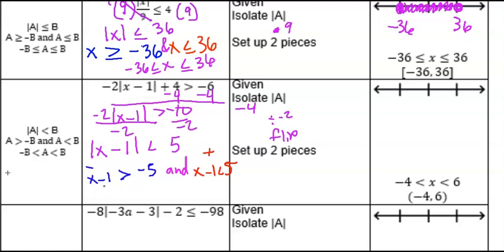We'll solve for each piece, add 1. X is greater than -4, and add 1. X is less than 6. So we have x is greater than -4 and x is less than 6. We can rewrite it like this. And then we'll go ahead and graph it on the number line. Open holes. And x is in the middle, so we're going to shade in between.